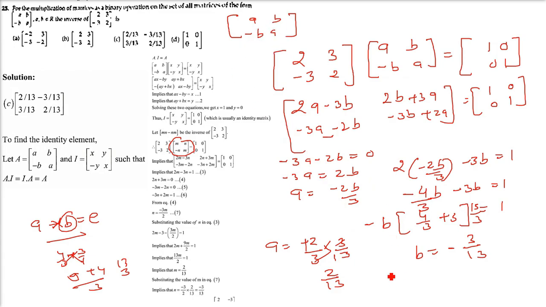So this is the final one. A and B replace here. A is 2 by 13 and B is negative 3 by 13. Here minus minus becomes plus. So this is the final answer. C is the correct answer.